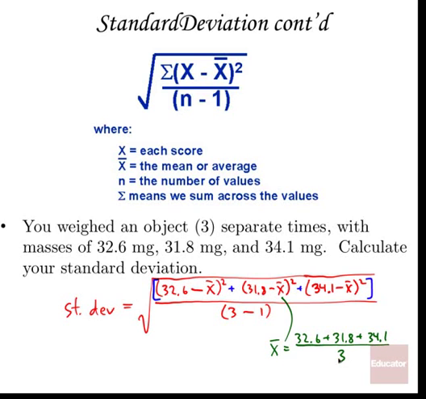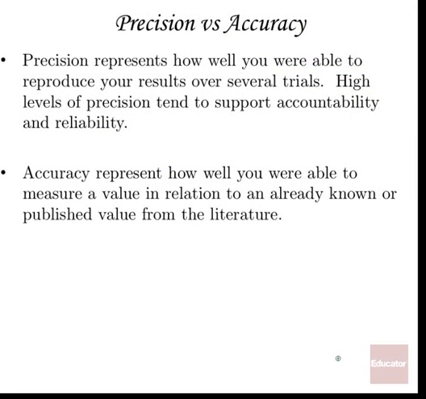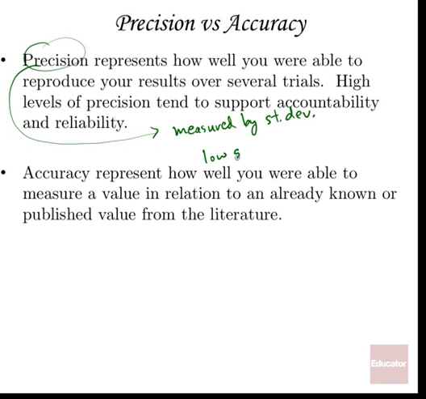All right, the next item is what we call precision and accuracy. Precision simply represents how well you were able to reproduce your results over several trials. High levels of precision tend to support accountability and reliability. Precision is quantifiable by standard deviation, and again, you want as low a deviation as possible. So low standard deviation is desirable.